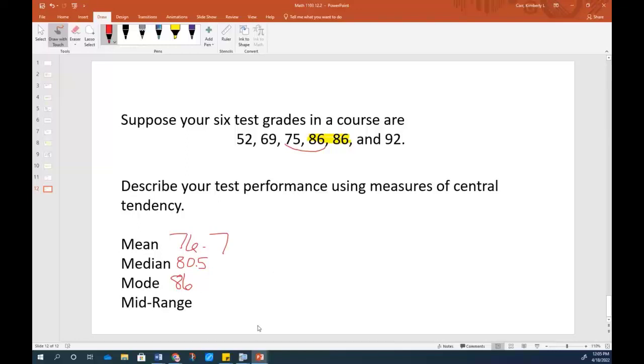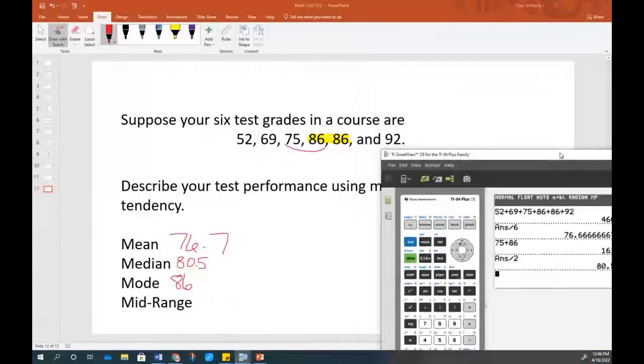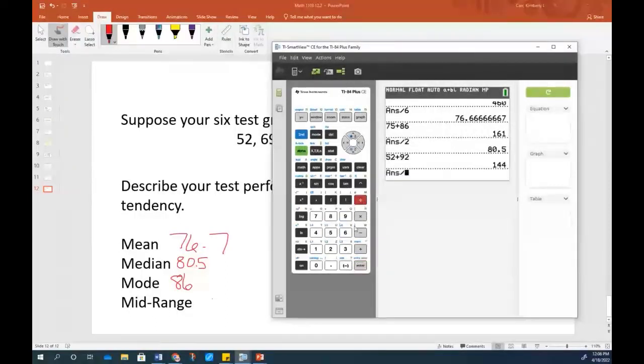Now if we want to find the mid-range, we add the low value plus the high value and divide by 2. 52 plus 92 and then divide by 2. And that gives us 72.